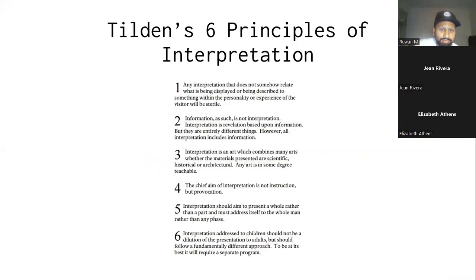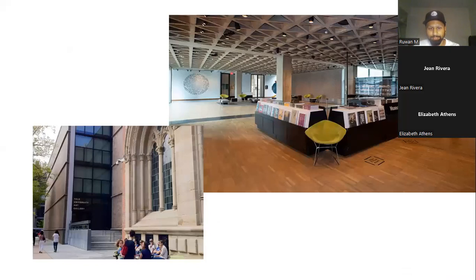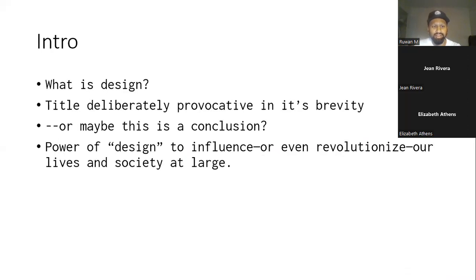So a run through is the title, Tilden's 6 principles, situating the context and the setting and the space, geography, whatever you want to call it, the dictionary definitions of design, thinking about myself. The biggest thing for me in the past year was realizing that I had a super, super low visual literacy, and then trying to become better at thinking about these things.